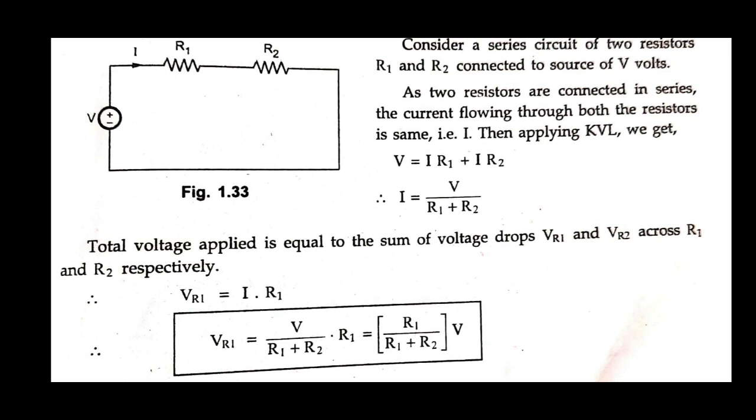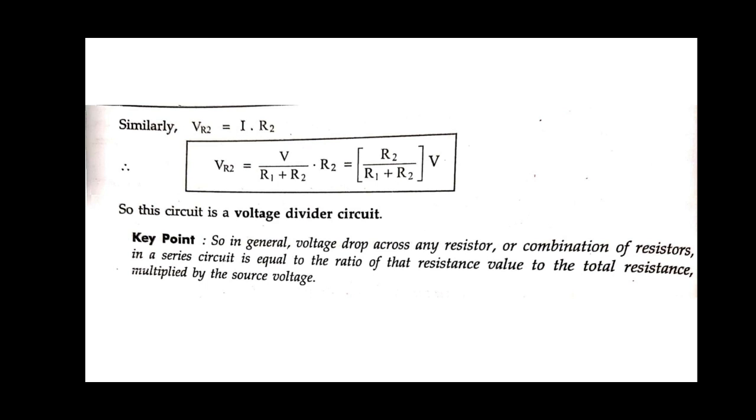Similarly you can calculate VR2. VR2 is equal to I into R2. We know the value of the total current I we have calculated, that is V upon R1 plus R2. So the voltage across R2 is equal to R2 upon R1 plus R2 into V. So this circuit is called a voltage divider circuit.